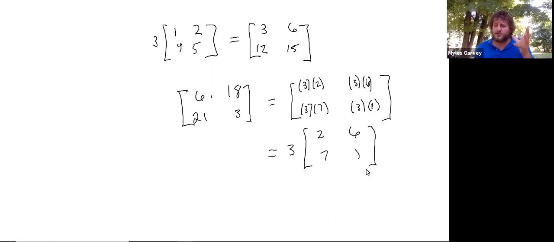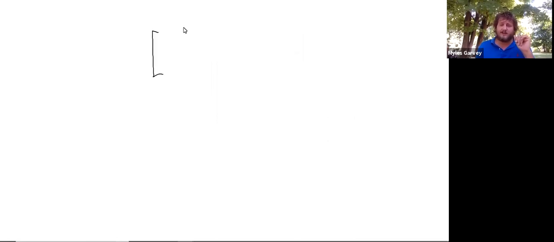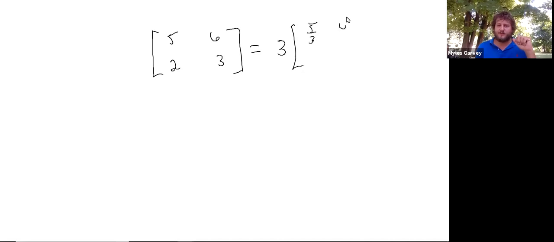And it doesn't need to be integers, by the way. For example, I could have something like 5, 6, 2, and 3, and I can pull out a 3. And that's the same thing as saying 3 times 5 over 3, 2, 2 over 3, and 1. Right? Because what do you get if you distribute this? 3 times 5 over 3 is just 5. 3 times 2 is 6. 3 times 2 over 3 is 2. And 3 times 1 is 3. So you can distribute numbers in front of the matrix, or you can pull them out of the matrix.